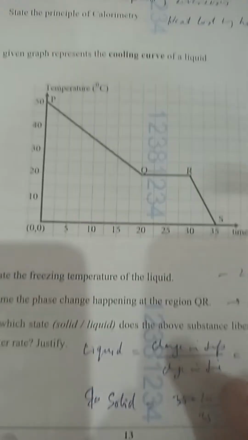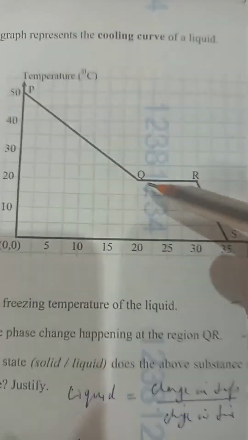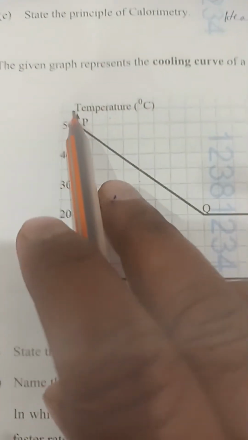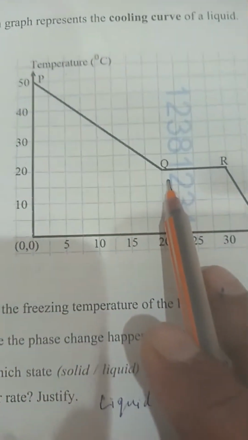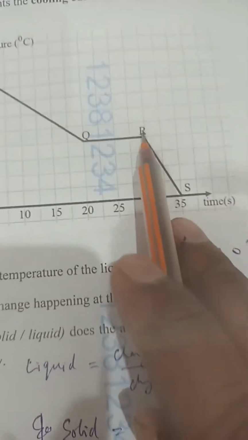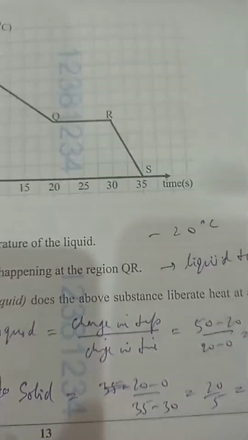Now third part, the given graph represents the cooling curve of a liquid. This graph is given to us. The graph goes down PQ, then QR is a horizontal line, then RS. So QR is showing the change of phase. When the liquid is being cooled, P to Q it is liquid, Q to R the phase is changing from liquid to solid, then R to S it is again getting cooled.